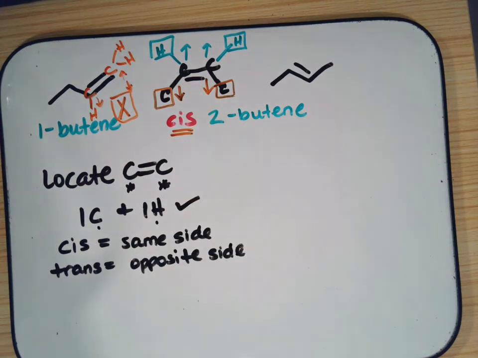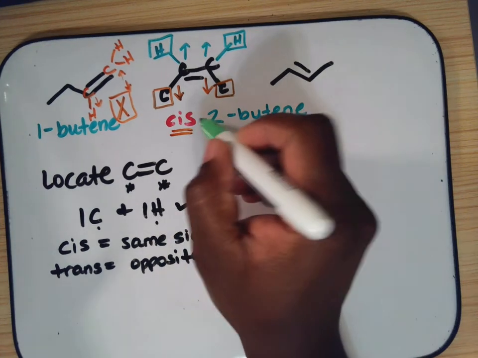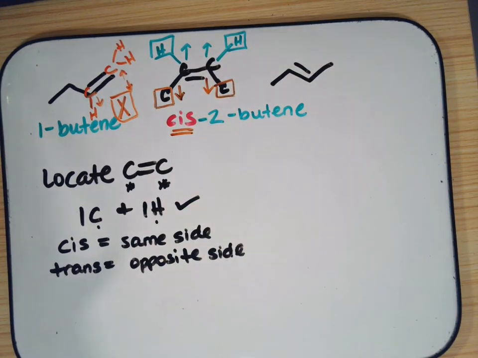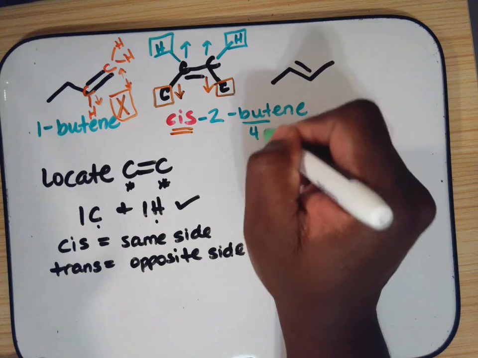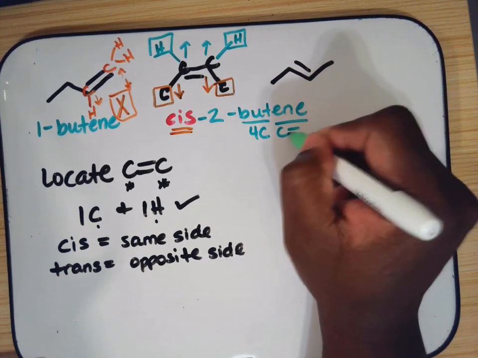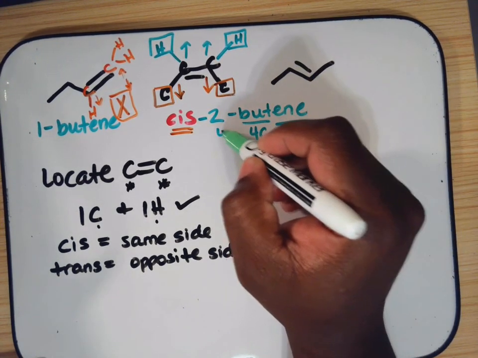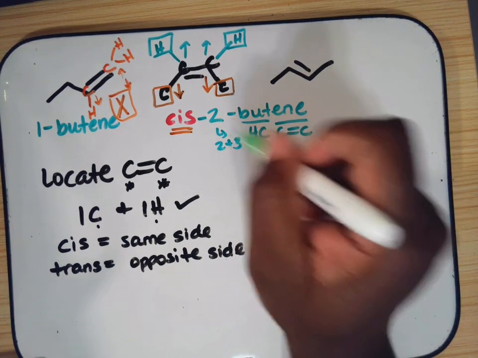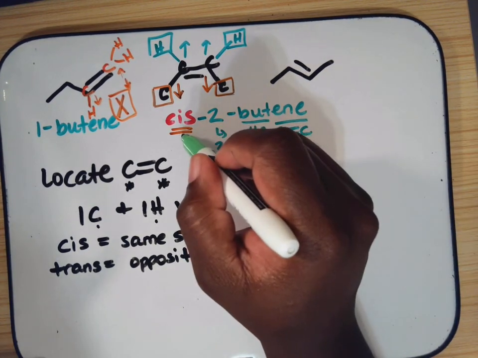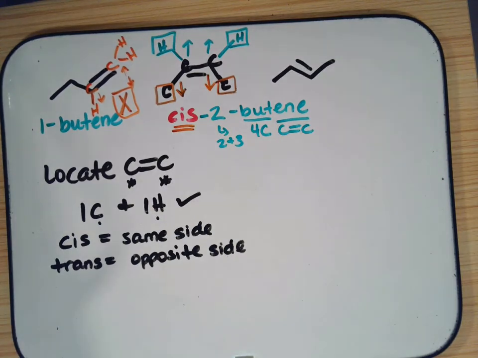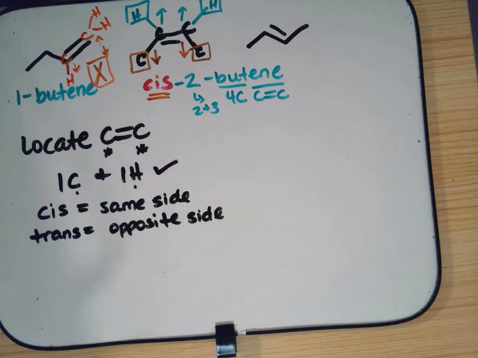The way you would indicate that when naming it, it would still be 2-butene. However, you would add to the very beginning cis 2-butene. That cis 2-butene tells that this particular molecule has 4 carbon atoms. It has a double bond between carbons 2 and 3. And the double bond is arranged so that those groups are located on the same side. So the name tells you everything that you need to know about the molecule, structural wise.